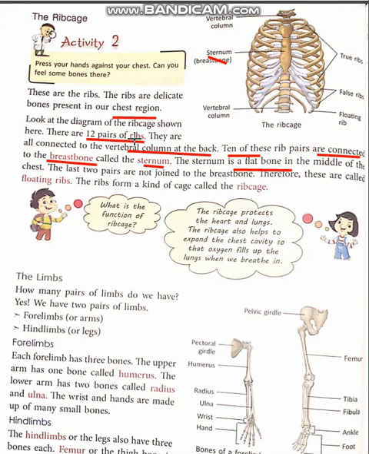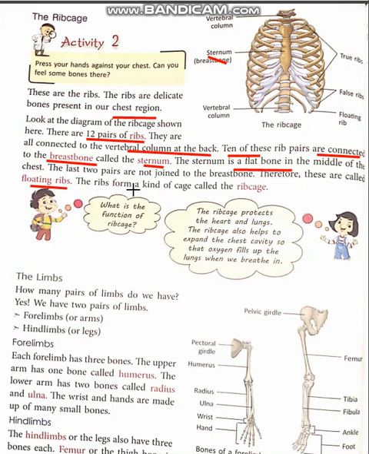Okay, all 12 are connected to the vertebral column at the back. 10 pairs are connected to the sternum. Now what about the last two? Where are they connected? The last two pairs are not joined to the breastbone. Therefore, they are called floating ribs. Now look here. The last two pairs are not directly connected to the sternum. They are connected to the upper ones, and those are connected to the sternum. Hence, they are known as floating ribs.